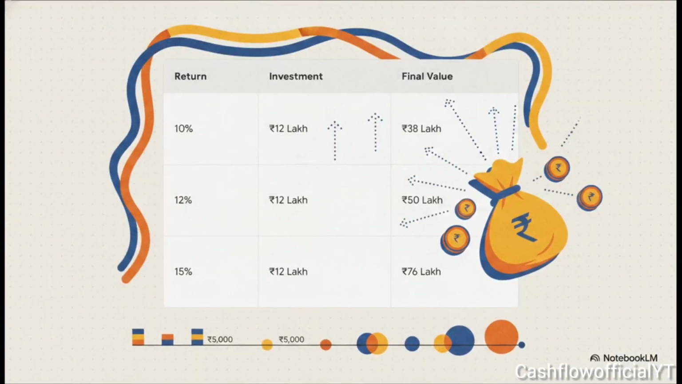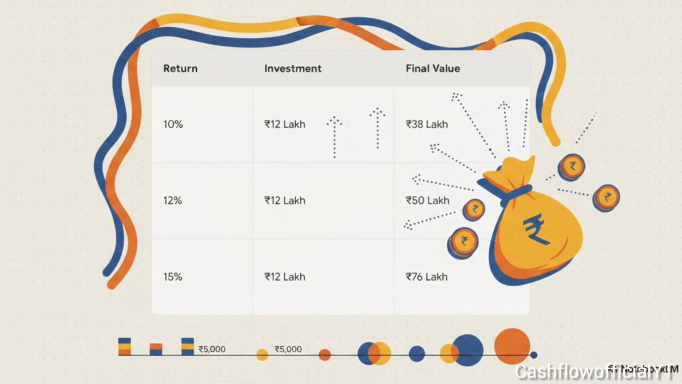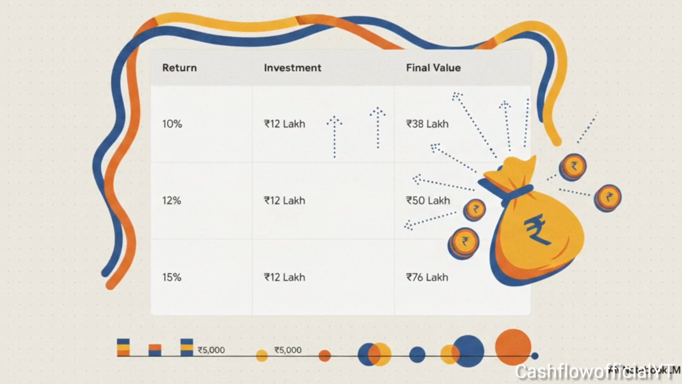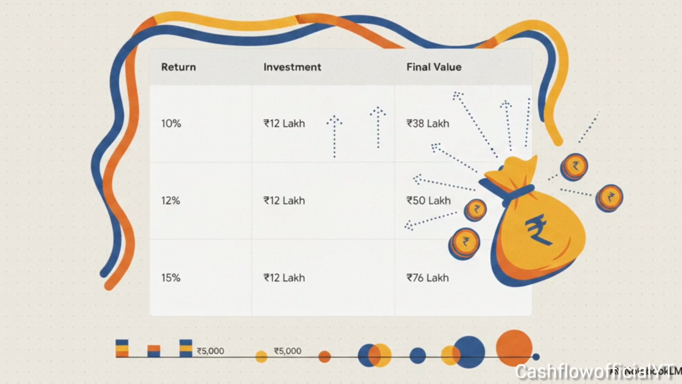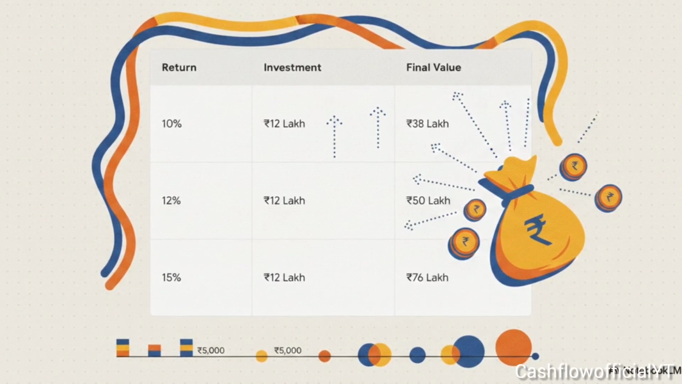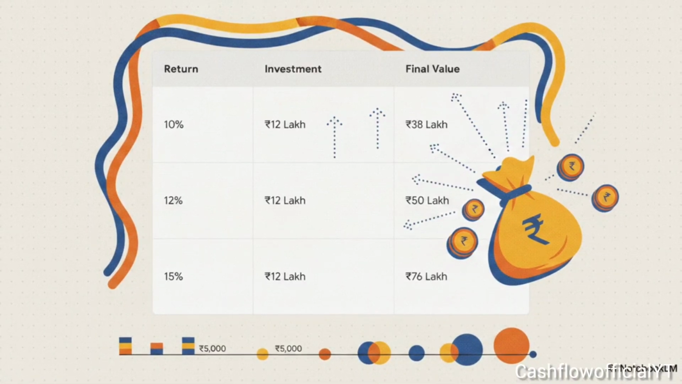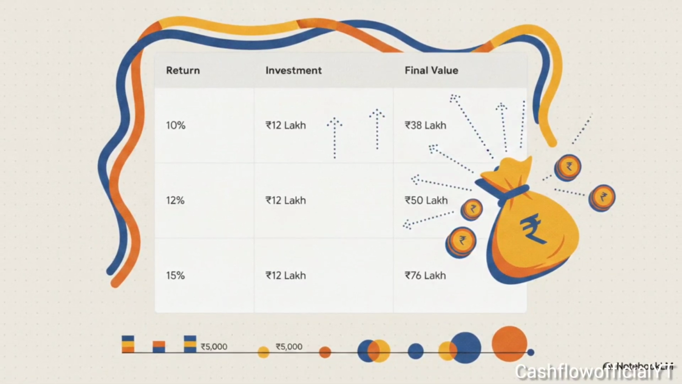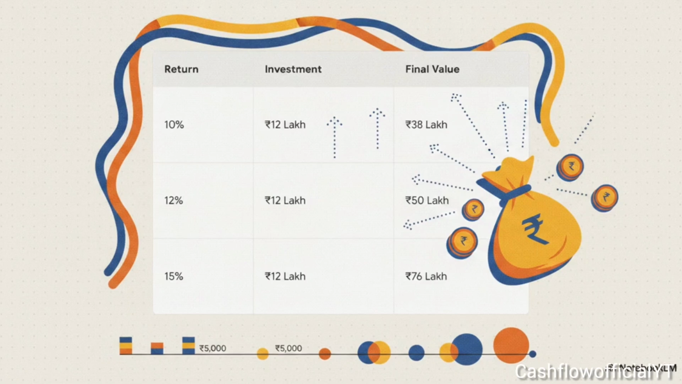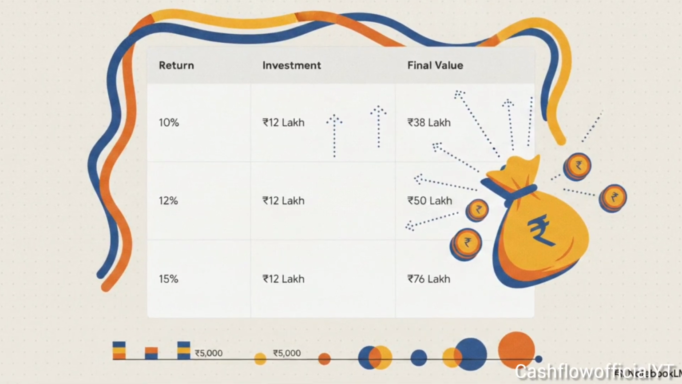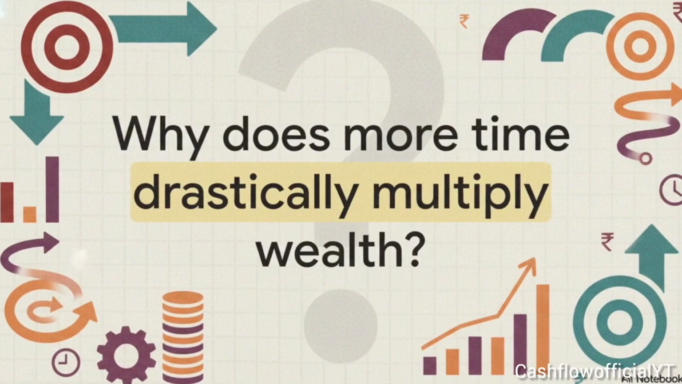But watch what happens when we stretch this timeline out. Same 5,000 rupees a month, but for 20 years instead of 10. Your total investment doubles to 12 lakhs. But your returns? They don't just double. At 10%, you're looking at 38 lakhs. And at 15%? A staggering 76 lakhs. Think about that. You invested twice as much time and money, but your final payout is more than 5 times higher.